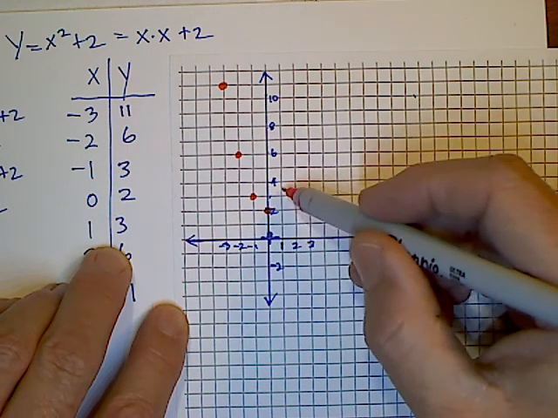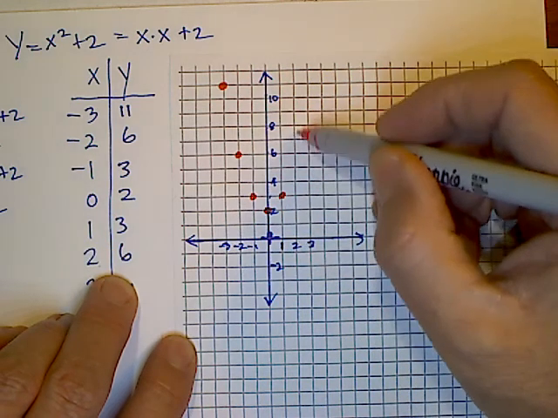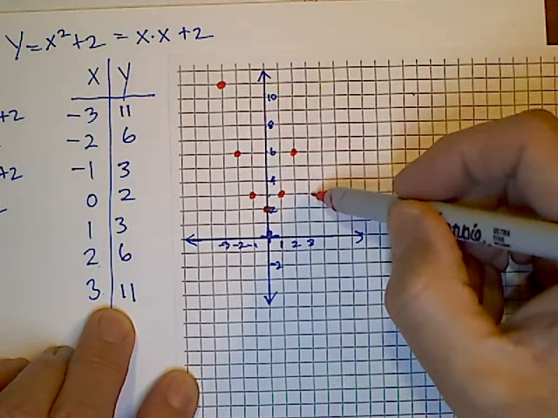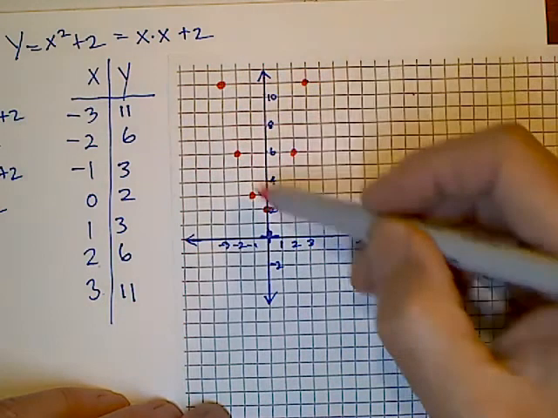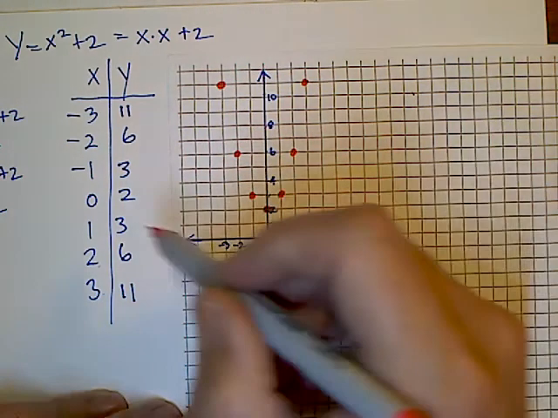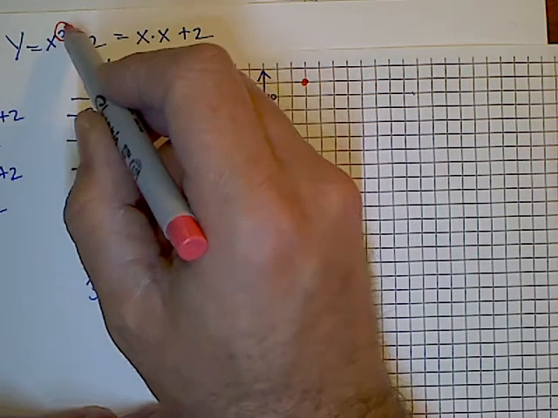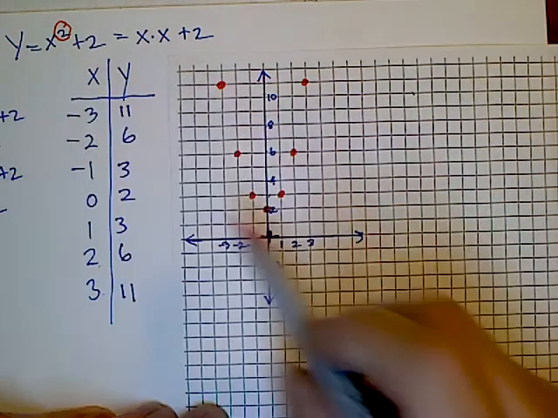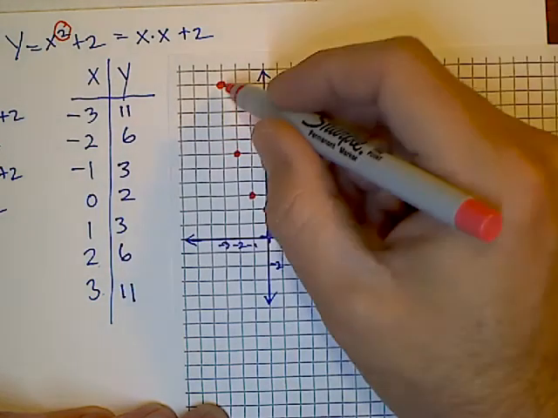1 for the x, 3 for the y. 2 for the x, 6 right there for the y. 3 for the x, and 11 for the y. So again, if I look at my pattern, I can see my dots creating this U shape, right? And I'm starting to hopefully see that every time I have a squared term, when my x is squared in my function here, in my rule, I end up with this U shape.